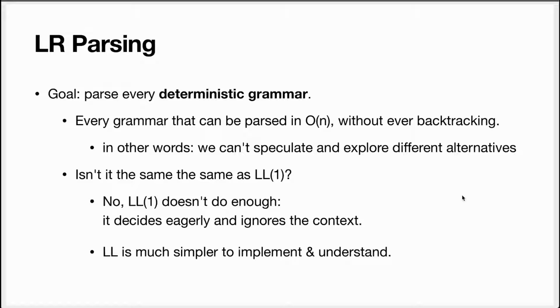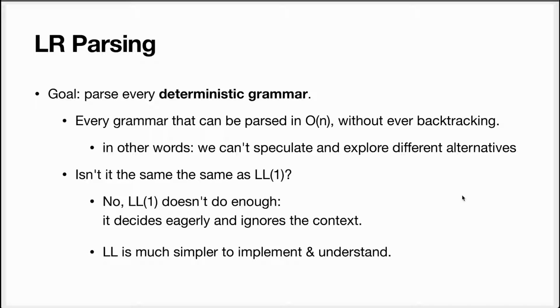So what's LR exactly? Well, the goal of LR is to parse every deterministic grammar. Another way to say this is that it will parse every context-free grammar that can be parsed in linear time. Yet another way to say that is that it will parse every grammar that it can without ever backtracking. So you might wonder, what's the difference with LL? Doesn't LL also parse every deterministic grammar? Not exactly. LL doesn't do enough.